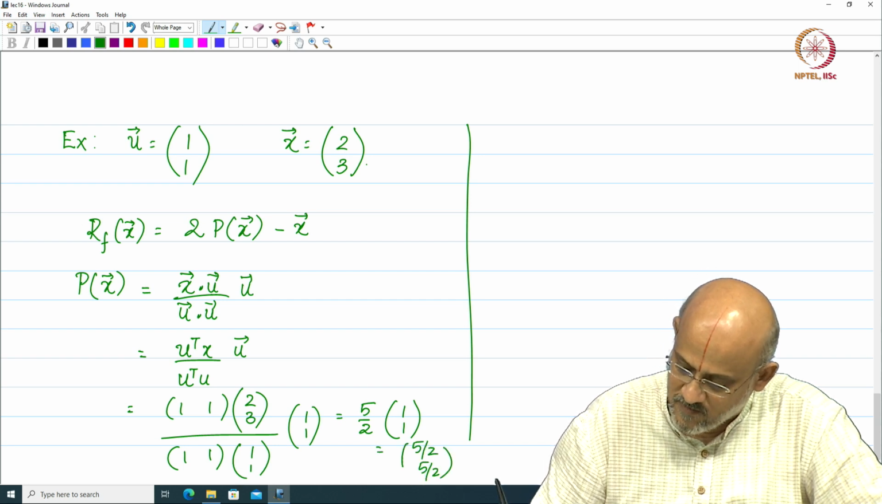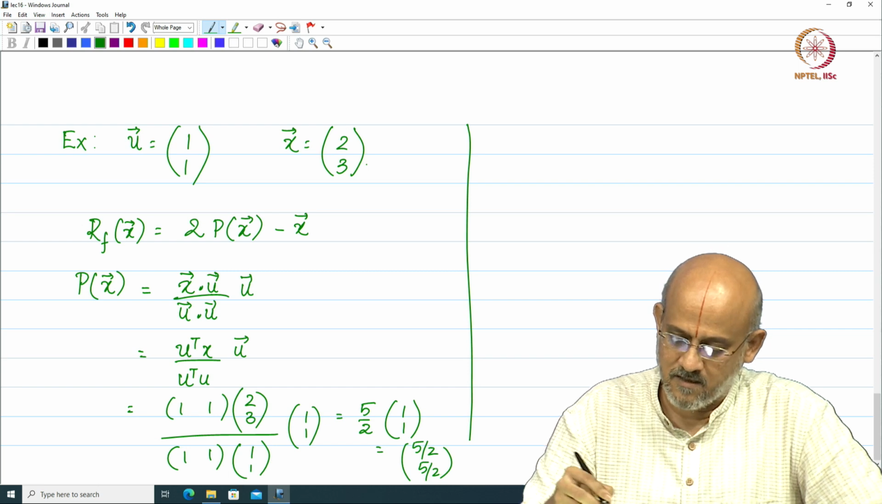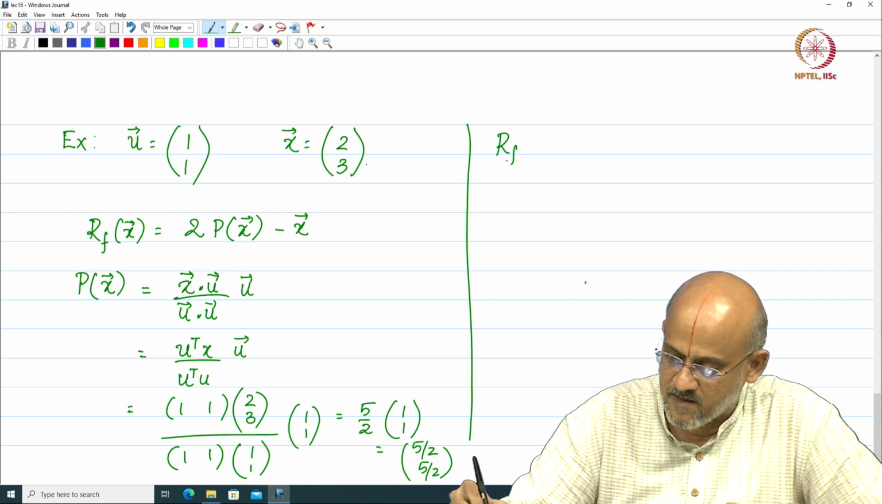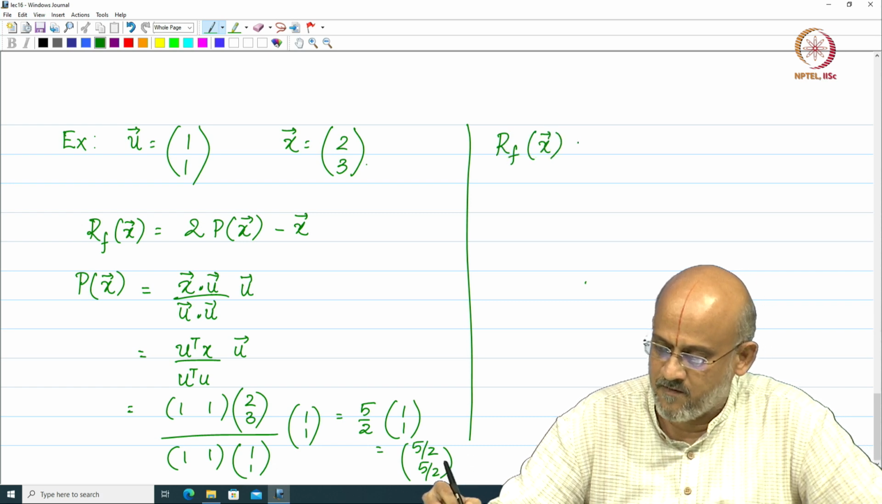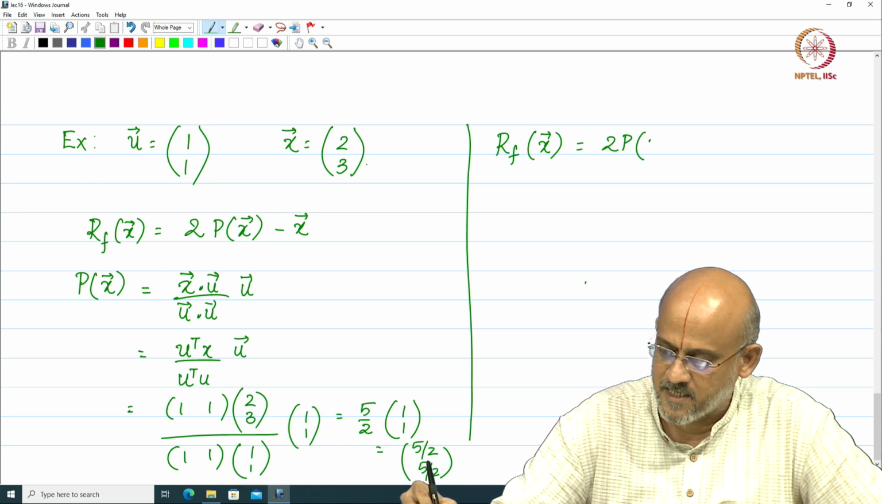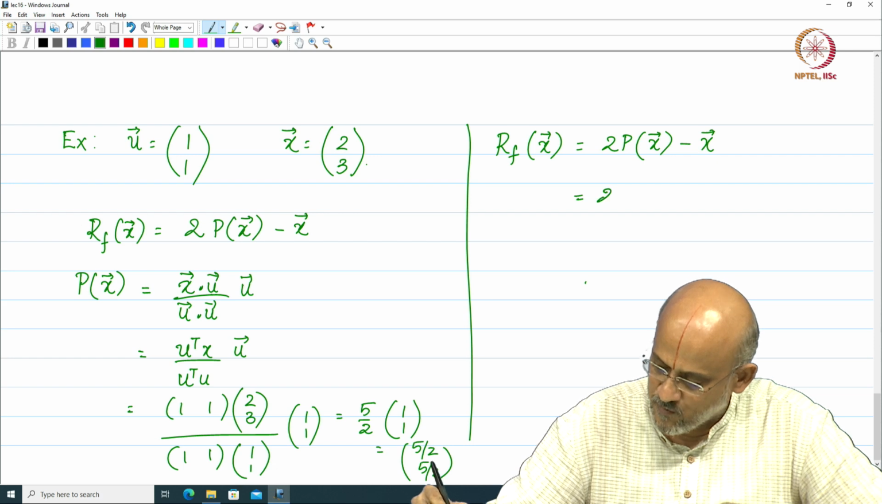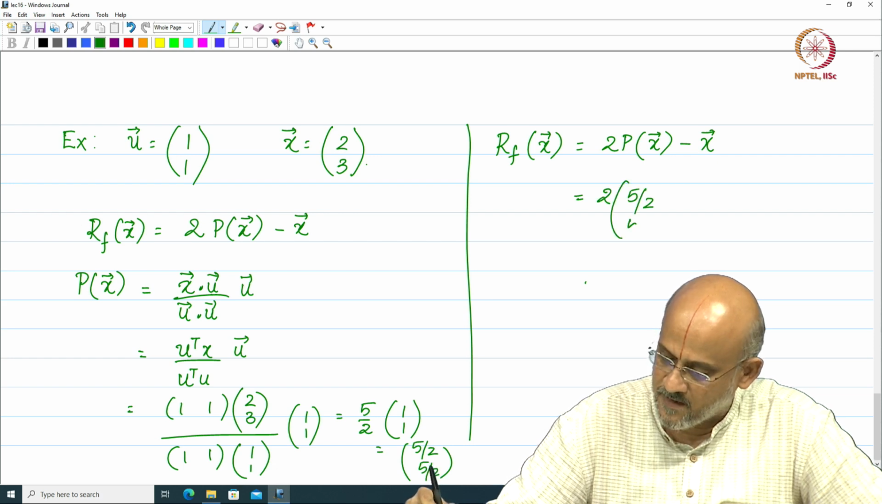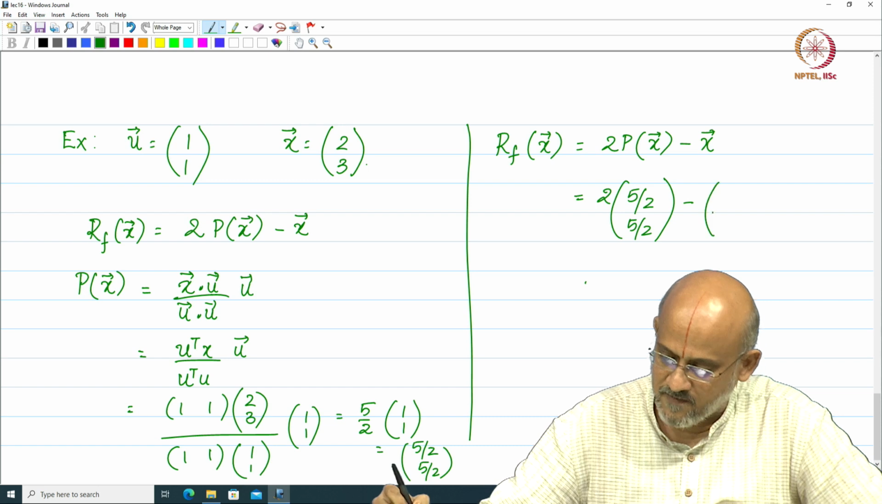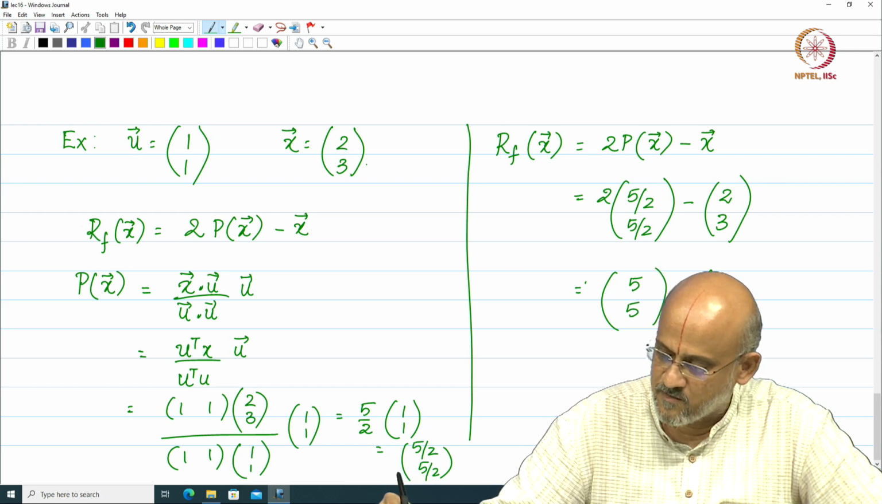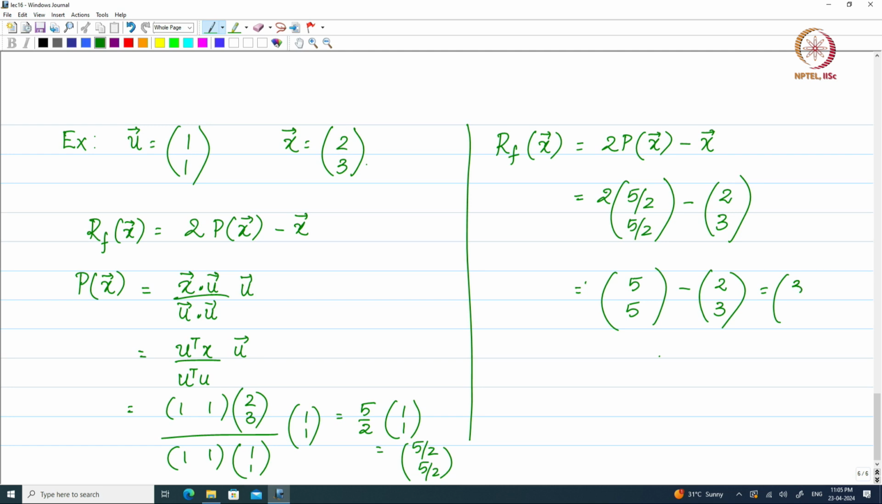So, this is the projection of the vector along the line in the direction of u. Now we want to find the reflection of this particular point x, which is given by 2 times p of x minus the x vector. 2 times p of x is basically 2 into (5/2, 5/2), minus the original vector (2, 3). So, this is going to be (5, 5) minus (2, 3), which is basically (3, 2), and that is something we have already seen reflection about.